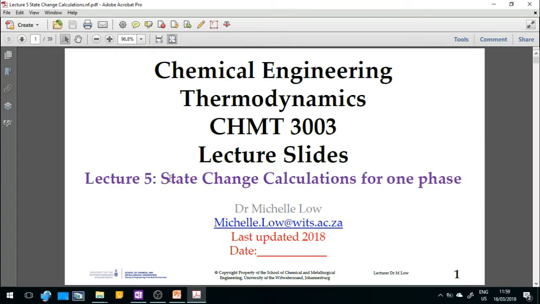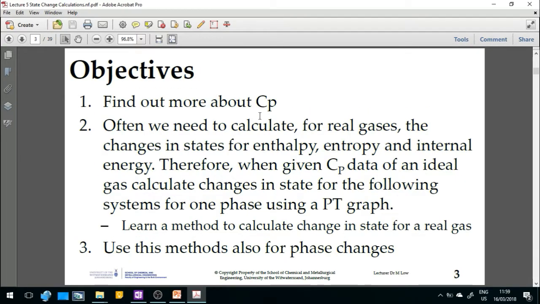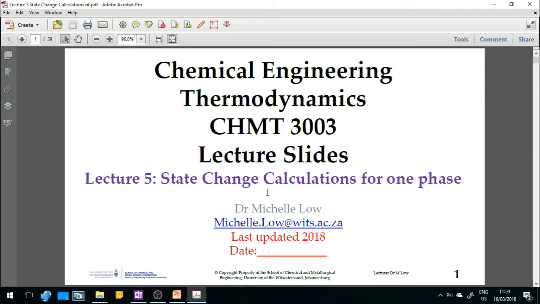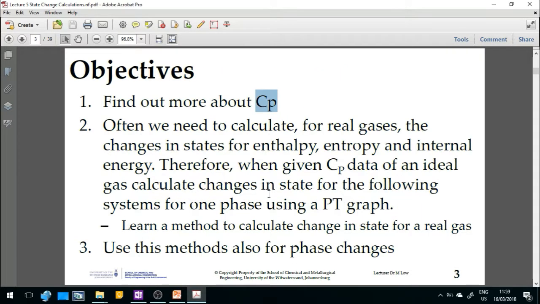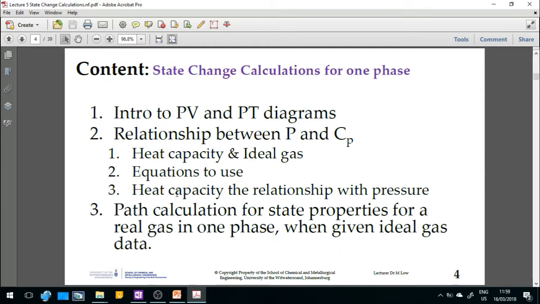The point of this lecture, state change calculations for one phase, was to try to bridge the gap between being given CP data for an ideal gas at a certain pressure, and then how you work that out for a real gas. And how do you use the CP data for an ideal gas for a real gas? The point was to bridge that gap. But before we bridge that gap, we need to find out more about CP. And then we just do this for one phase, but eventually apply this to other phases.